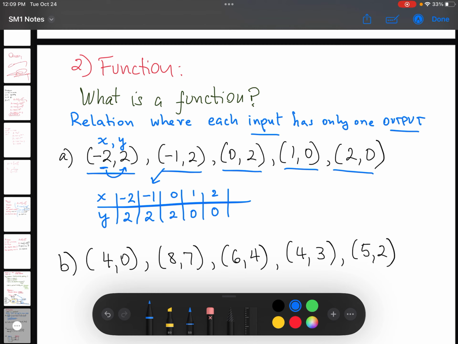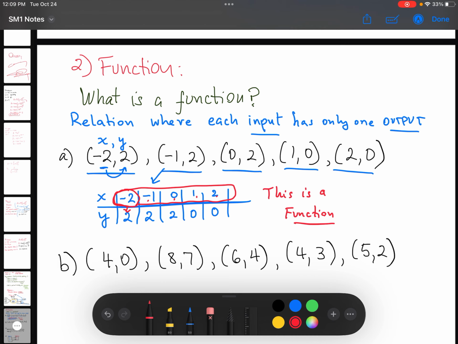As you can see from this example, each input, for example -2, has only one output. And you do not see -2 elsewhere on the top row. -1, 0, 1, and 2 each have just one output. So in this case, I could say that this first list of numbers is a function.